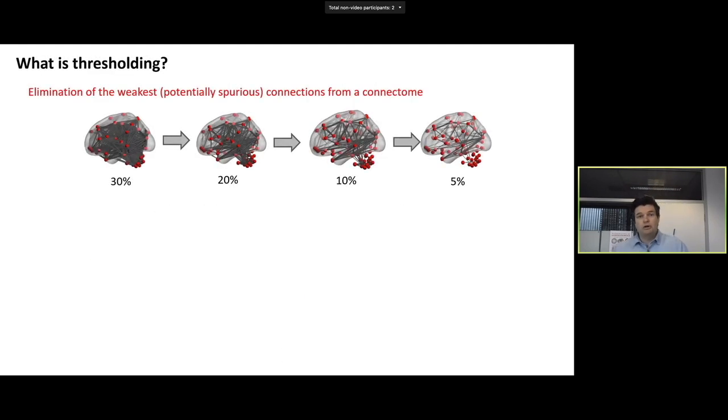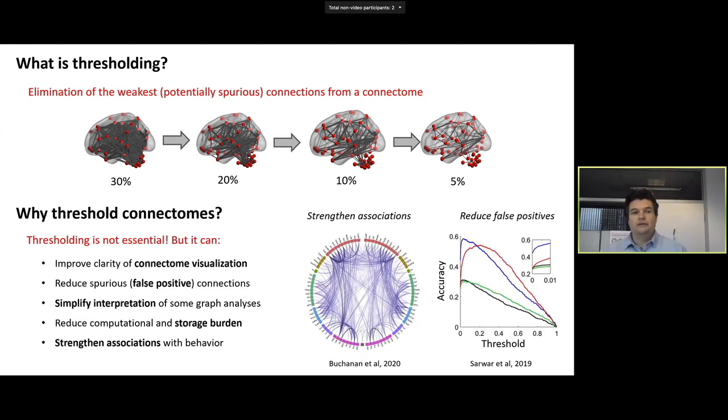So connectome thresholding, what is thresholding? Well, thresholding is performed immediately after the connectome has been mapped, whether it be a structural or a functional network. And it simply involves removing the weakest connections from the network. And this can be done in an incremental way, and it continues until we've reached our desired connection density.